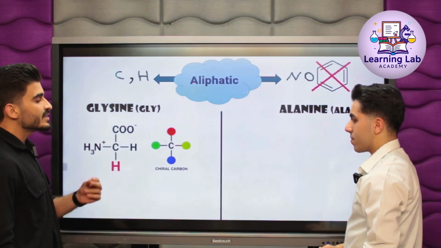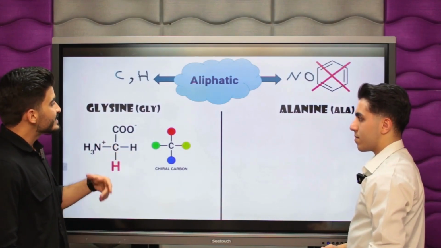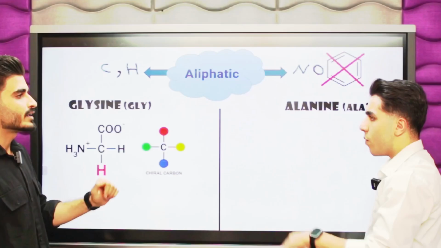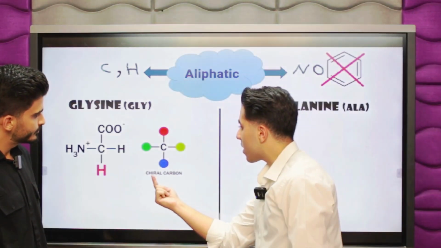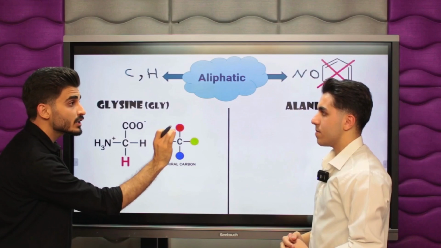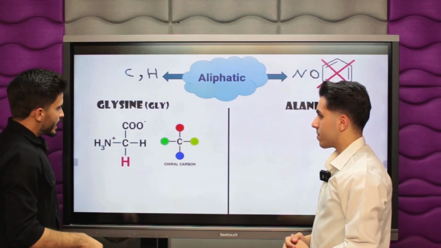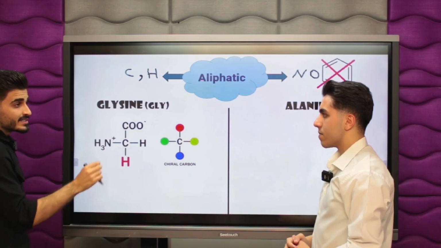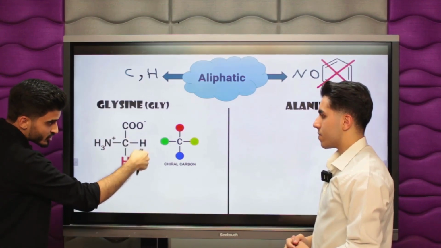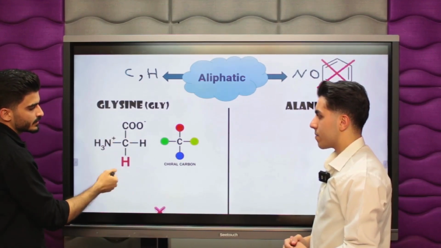Glycine is the simplest amino acid and the only non-chiral one. Wait a moment. What is a chiral carbon? A chiral carbon is attached to 4 different groups. Glycine is connected to 2 hydrogens, so it's non-chiral.